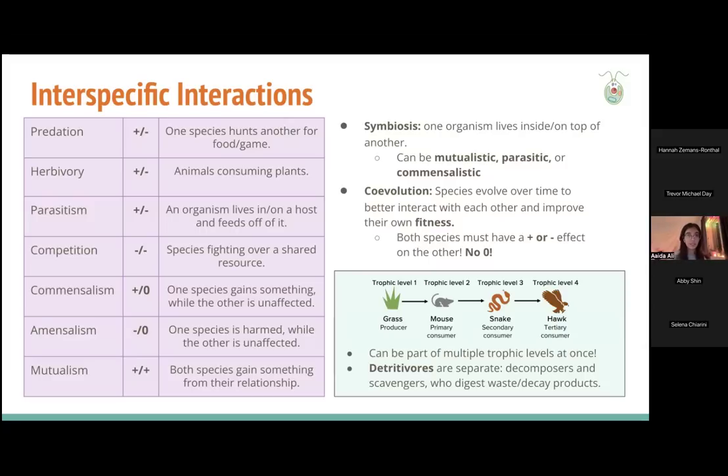Great for the bunny, not so great for the grass. We have parasitism, which is when an organism lives in or on a host and feeds off of it. And so that would be, again, great for the parasite, not so great for the host.